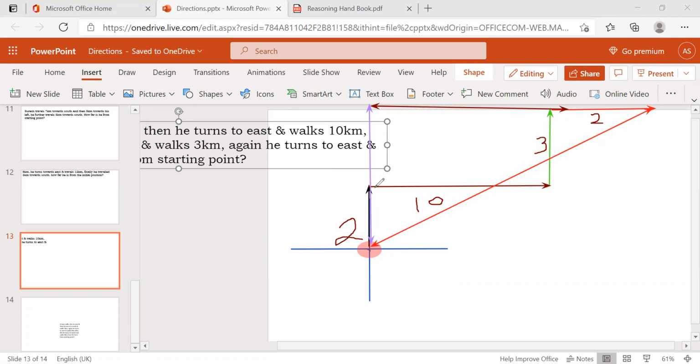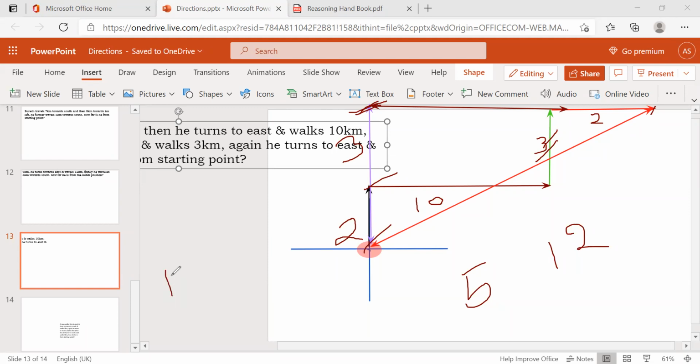Now this is 2, and from here to here, what is this? This will be the same, right? This 3 kilometers you just keep here, that is nothing but 5. From here to here we got the distance, that is 5. And from here to here, this is 10 and this is 2, so totally 12. Is it clear?